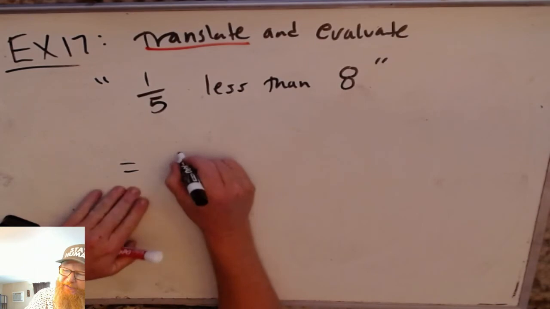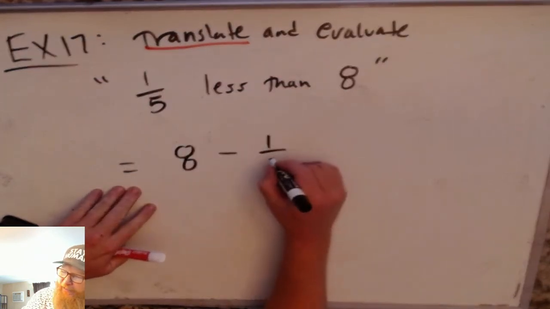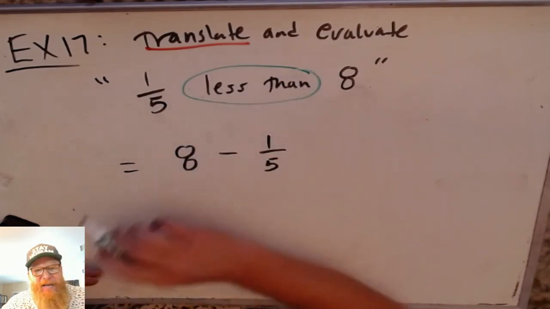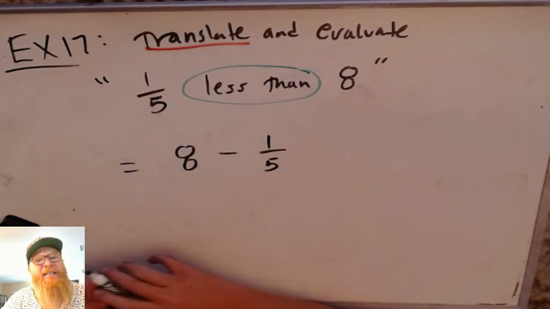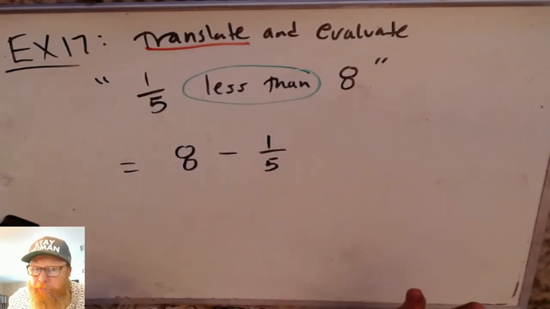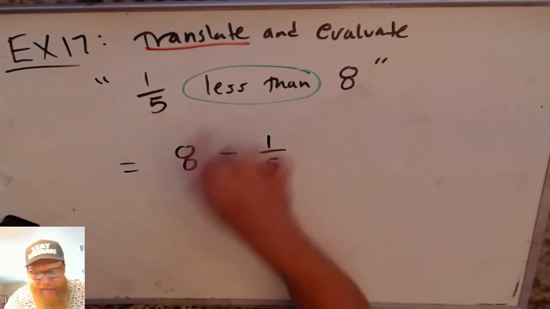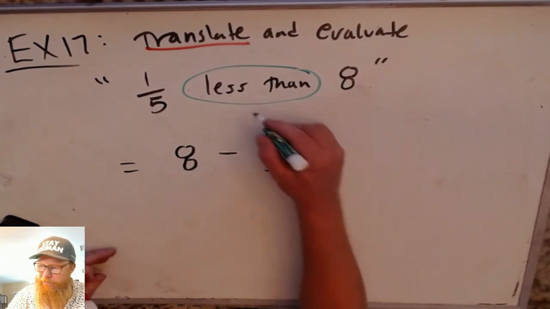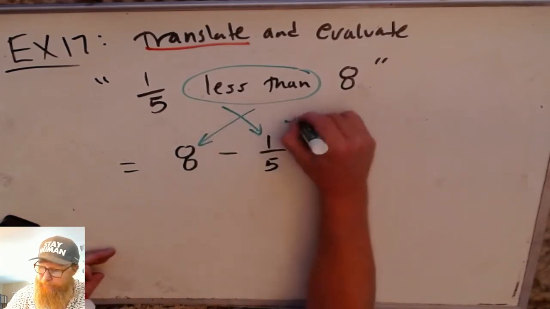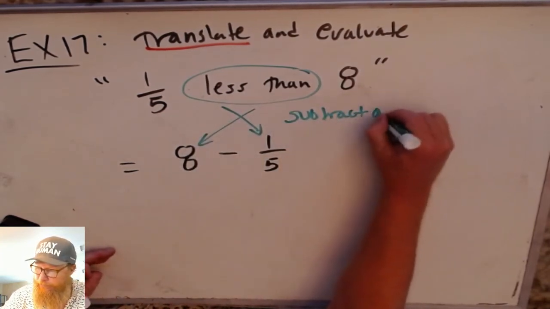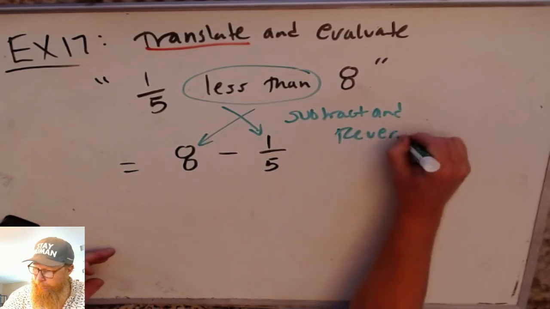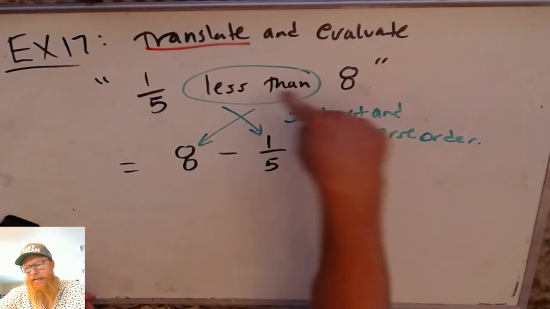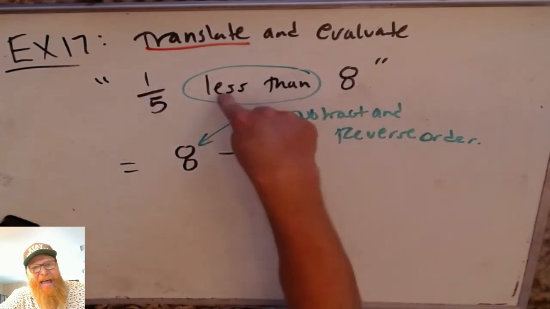Now, I know I've said this before, and I'm probably going to say it a lot of times. The mathematical phrase less than does not mean the same thing as is less than. Right? Less than, there's no is, means subtract, reverse order. All right? It is 8 less 1/5.